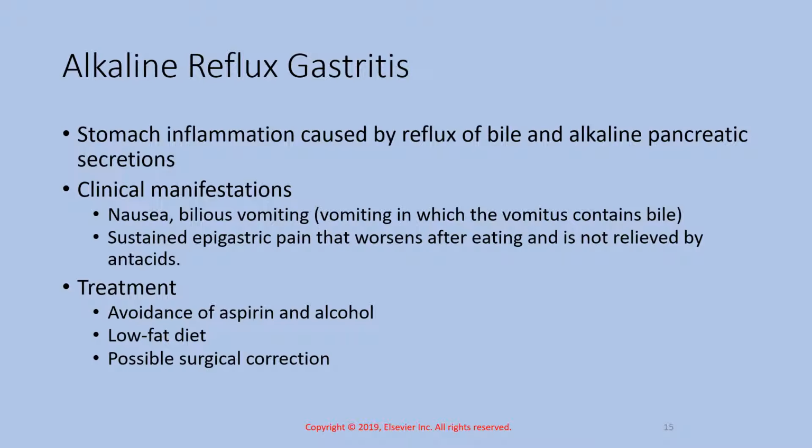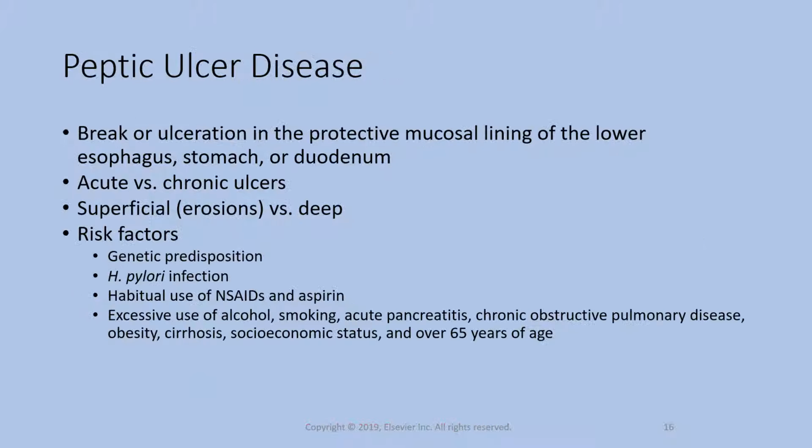Alkaline reflux gastritis is stomach inflammation caused by reflux of alkaline pancreatic secretions. Clinical manifestations are nausea, bilious vomiting, meaning vomiting which contains bile, and sustained epigastric pain worsening after eating. Treatment: avoid aspirin and alcohol, a low-fat diet, and possible surgical correction.